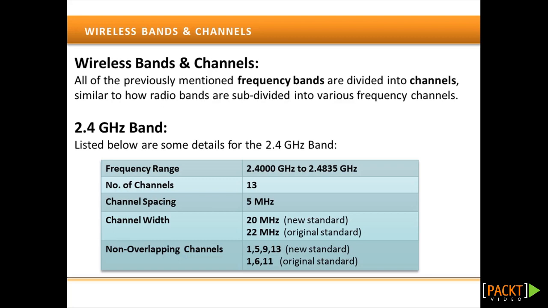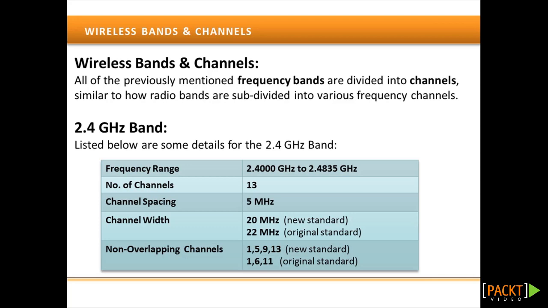The 2.4 GHz band utilized by Wi-Fi networks ranges from 2.4000 GHz to 2.4835 GHz. This band is subdivided into 13 channels. These channels are spaced 5 MHz apart from each other. The original 802.11b standard was based on DSSS modulation and utilized a 22 MHz channel width.